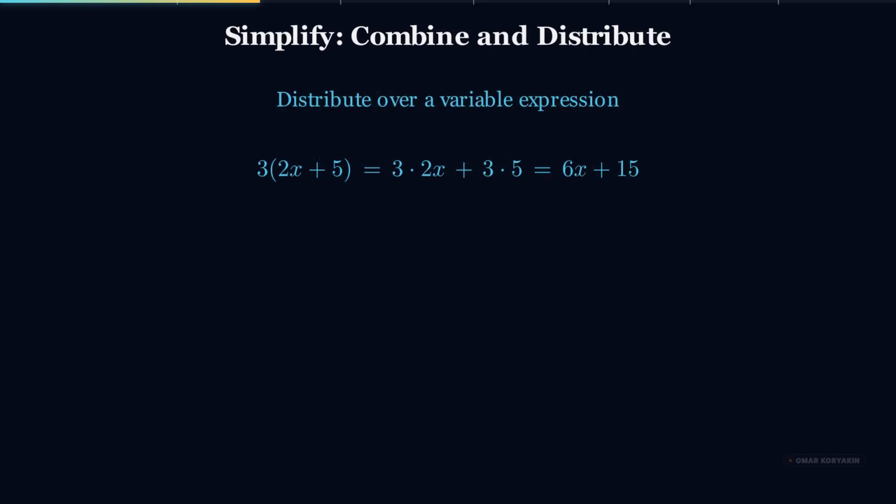Now distribute over an expression that contains a variable. 3 times the quantity 2x plus 5 equals 3 times 2x plus 3 times 5, which simplifies to 6x plus 15. Notice that the constant on the outside multiplies through both the variable term and the constant term inside the parentheses, producing two new terms after the distribution. The number of new terms after distribution always equals the number of terms originally inside the parentheses.